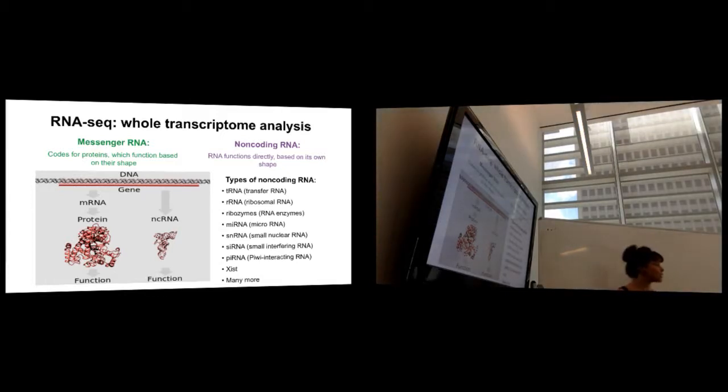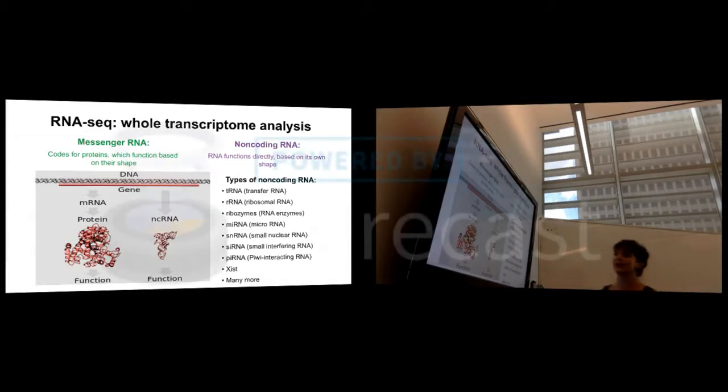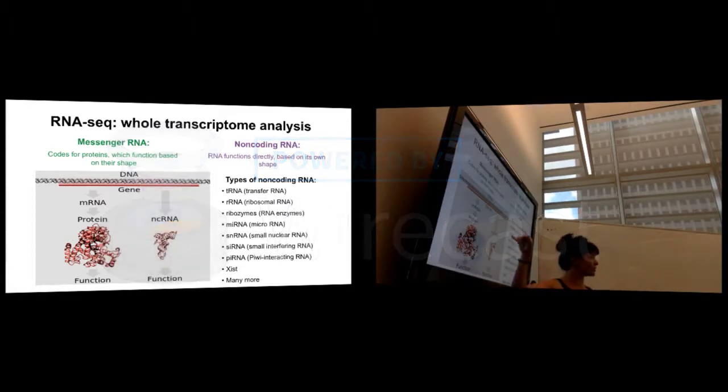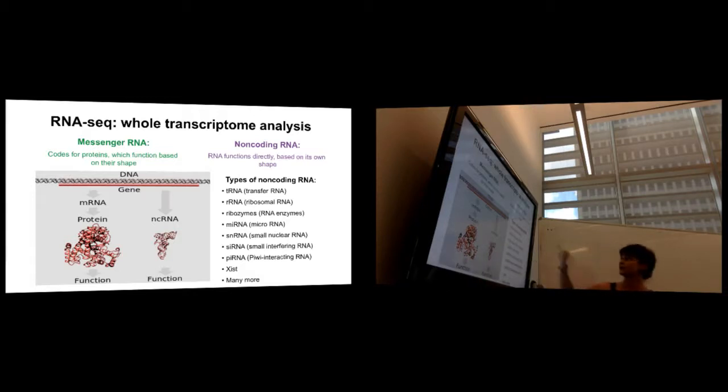So before we go into what RNA-seq is, just a brief review of what RNA is. We're looking at all RNA in the cell. Messenger RNA creates protein. Protein functions based on its shape. RNA, since it's single-stranded, can also fold into a shape. That's called non-coding RNA, and it works the same way that protein does. There are many different types of non-coding RNA. tRNA and rRNA are really familiar. These other ones are less familiar, but they're really important. They involve things like defense and expression regulation and all kinds of different functions.